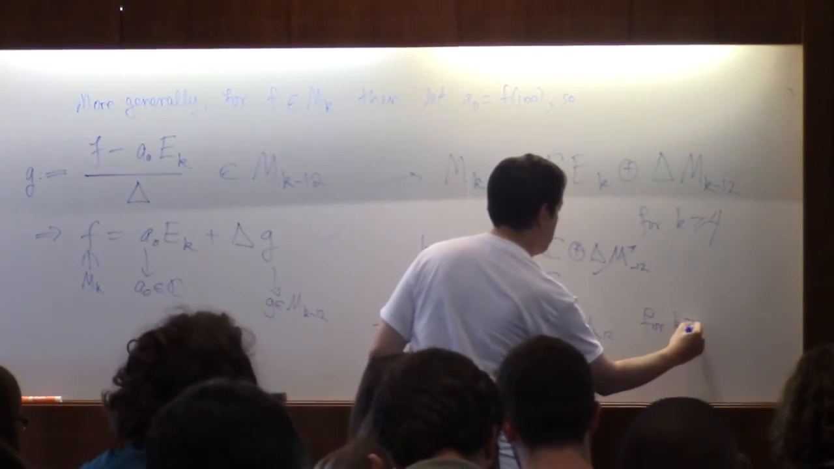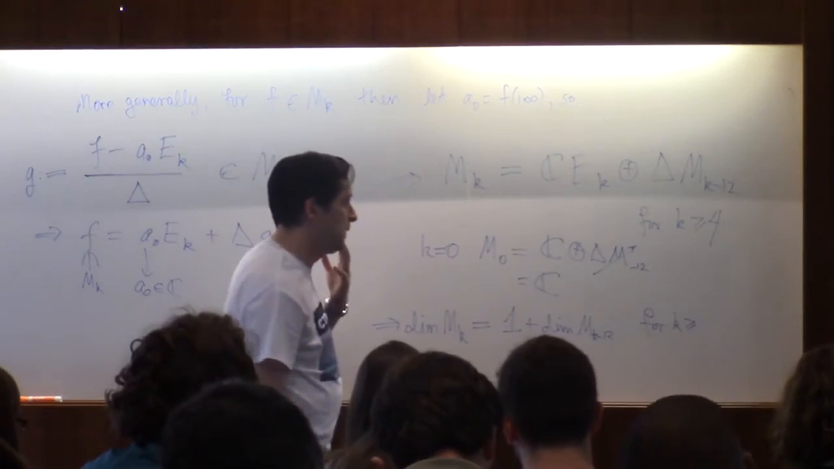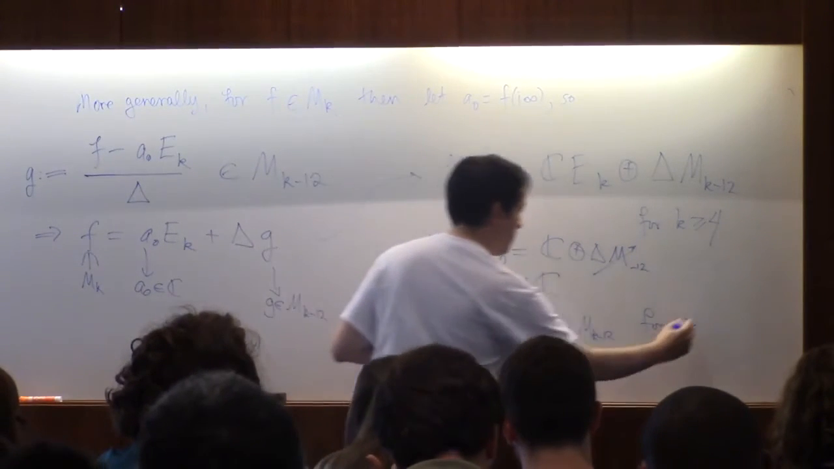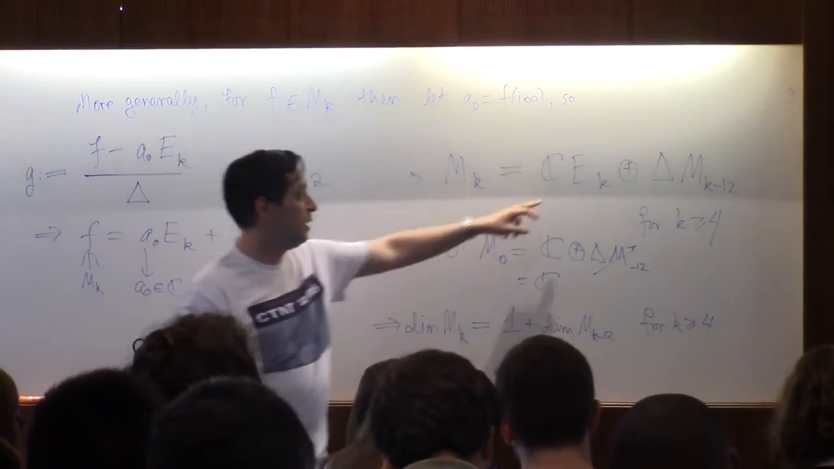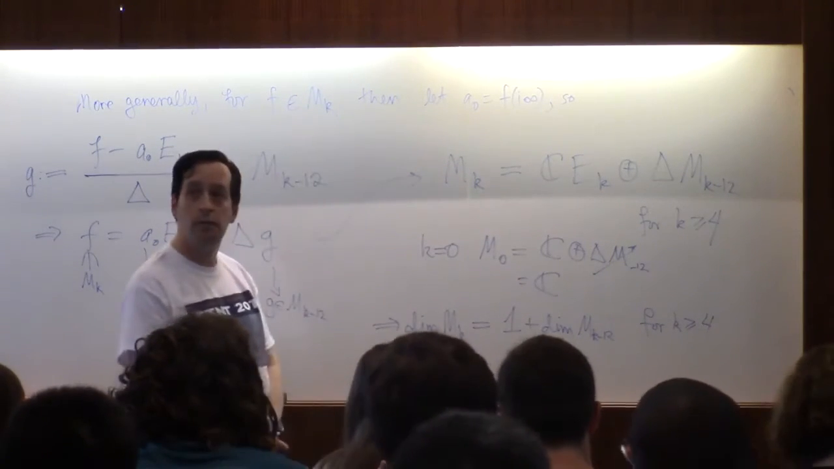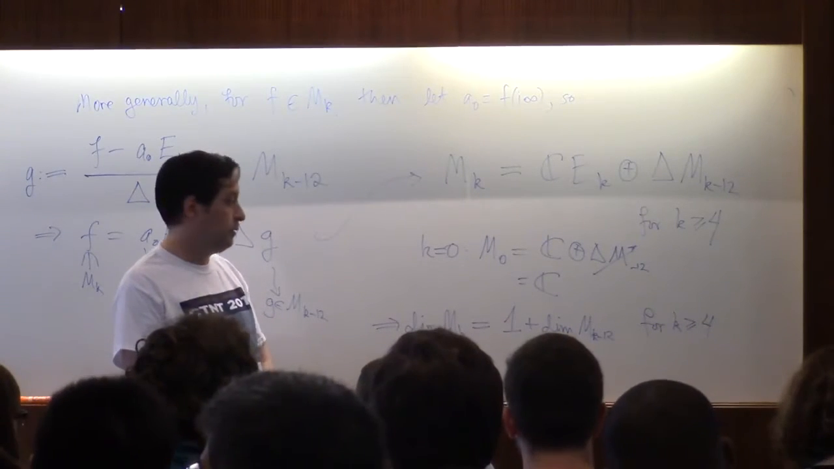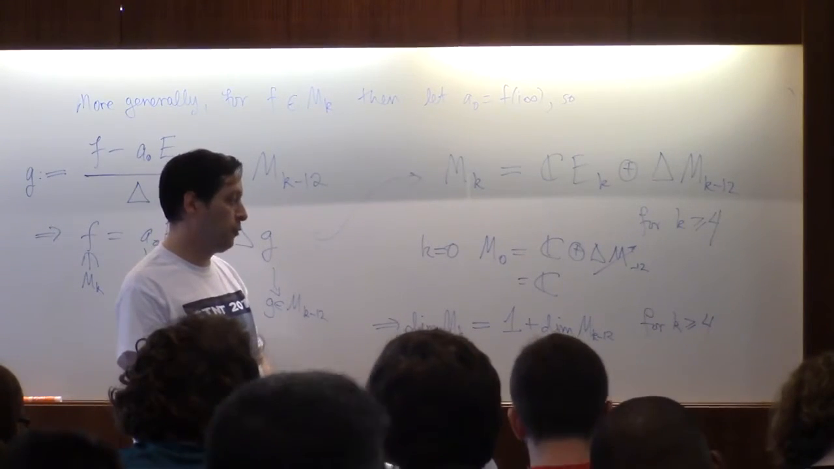For k greater than or equal to, well, I guess I could say for k greater than 4, because that's when these isosceles theories start existing. And so therefore, I have a recursive formula for my dimensions.